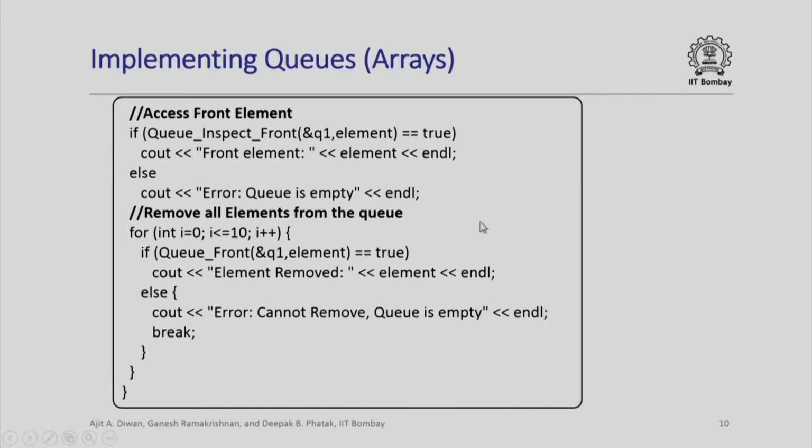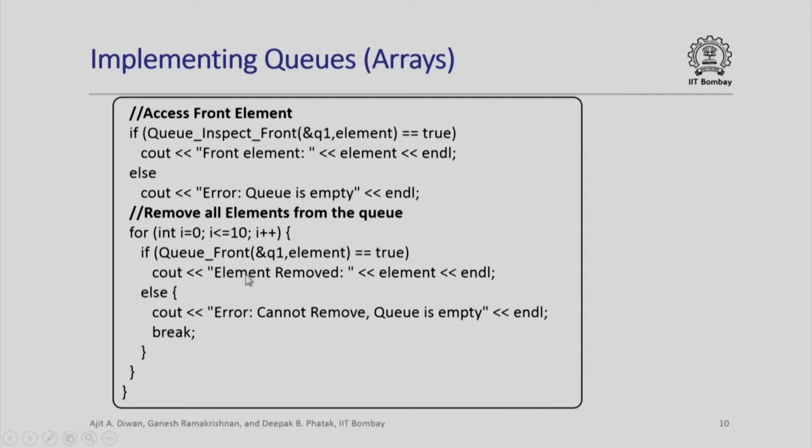Let us look at the ability to access the front element. If q inspect front is true, that means there is indeed an element, it will be returned to me in the value of element which I can print. Next, we consider removing all elements from the queue. Please note that they must occur in the same order, that means all removal will be from the front. This way there is no difference between the stack and queue, because all elements are removed from the top in stack and all elements are removed from the front in queue.